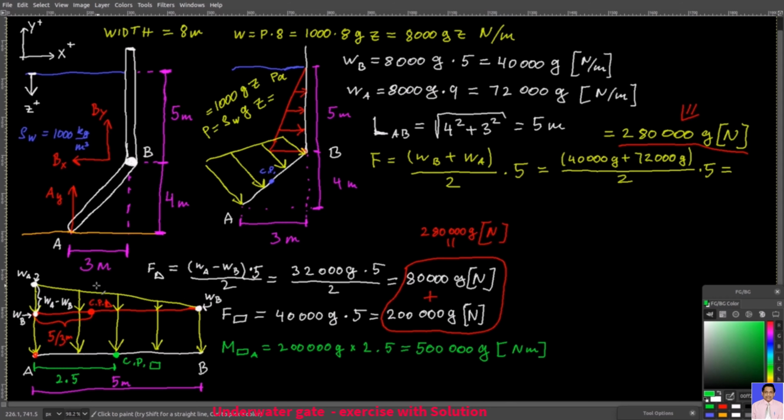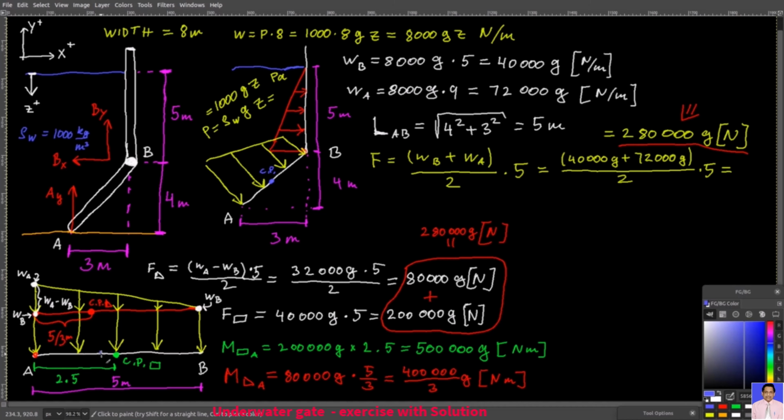And then you do the same thing with the triangular pressure distribution. You calculate the moment about point A. So this is its center of pressure. Essentially, this one here is your force due to this triangular distribution. And 5/3 meters, that's your moment arm. So I have M triangle about point A. That's the force times 5/3 meters. And so that's the moment due to this triangular distribution about point A.